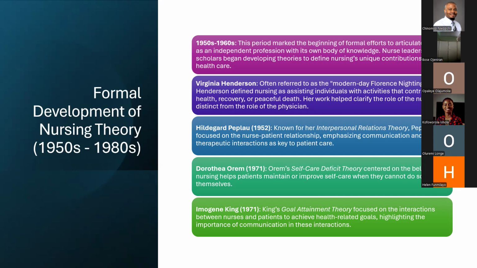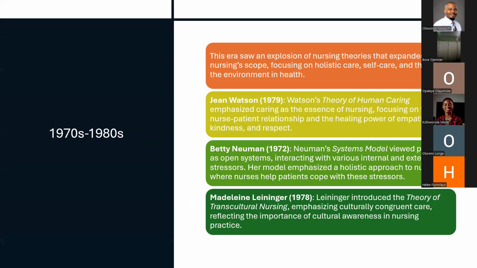Now, look at the four theories that are projected on this screen: Virginia Henderson, Peplau's Interpersonal theory, Dorothea Orem, Imogene King. There's something common among them. These are the theories that were developed between the 1950s and 1980s. Now, moving down, still within that range, we have some of these newer theories.